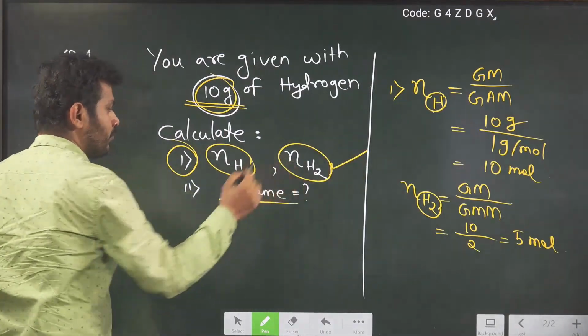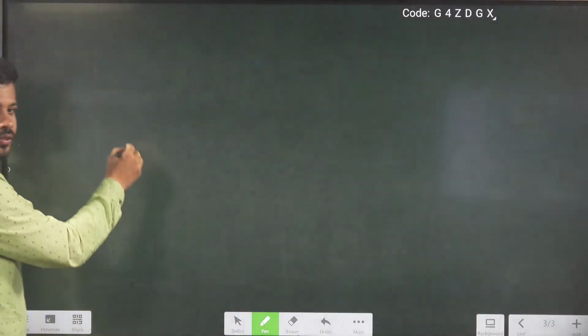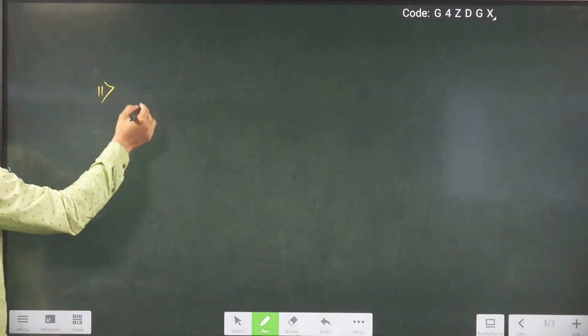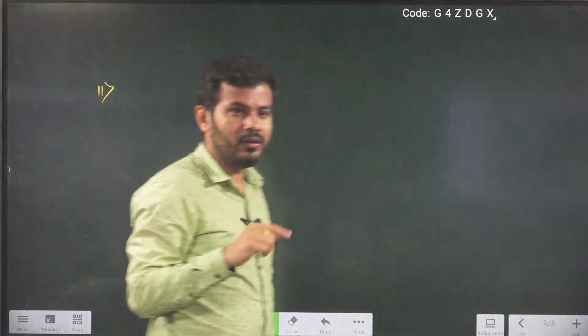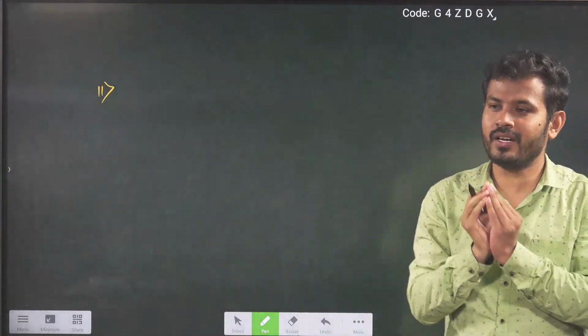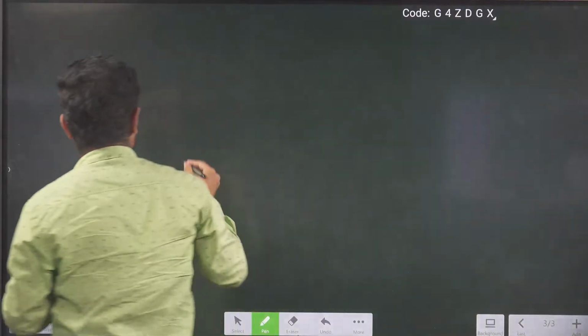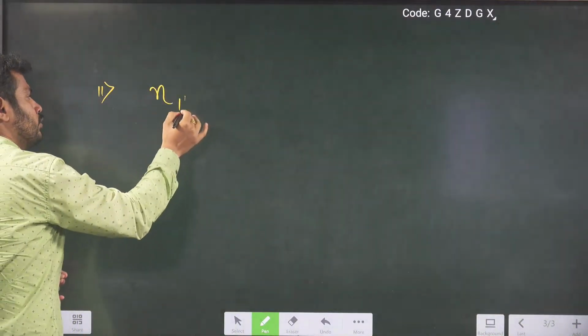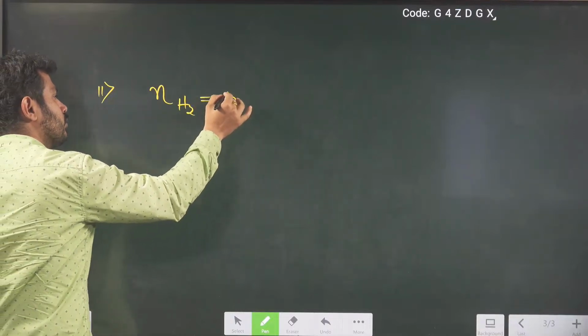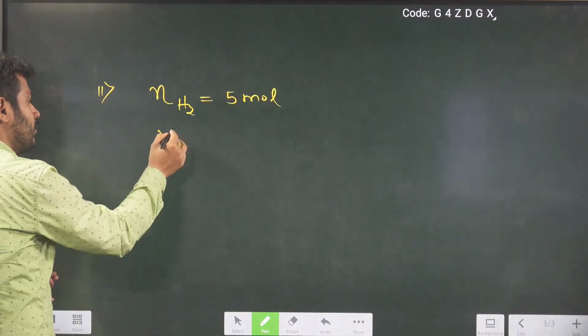Next, second part is volume. So what is the volume of this sample? Let us calculate. I told you from the Y map that if you get the number of moles, the center part, from there you can go to any part. So we know that number of moles of H2 molecule we have got in the last question, that is 5 mole. When number of mole is there, now we can calculate the volume.